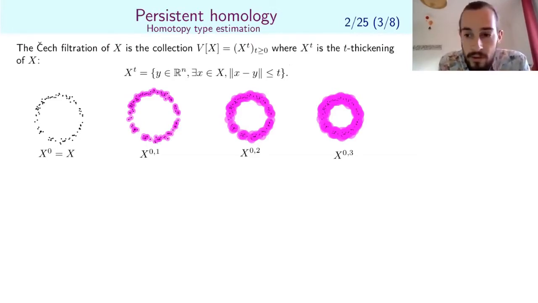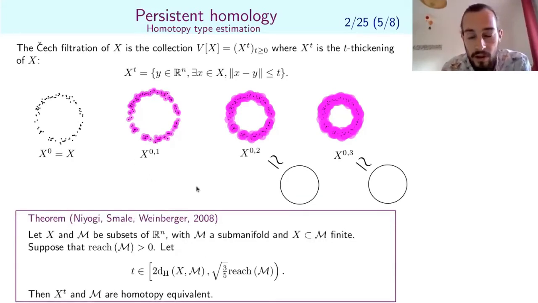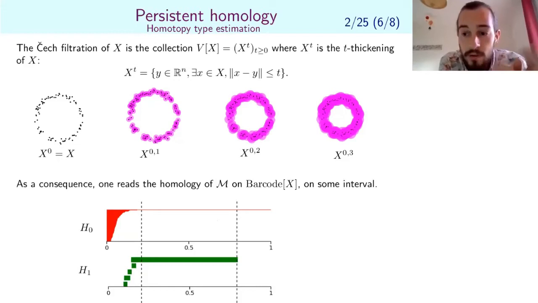In this talk, we'll only consider Čech filtrations, thickening filtrations. So the T thickening of X will be denoted X to the T. You can see four thickenings here, and two of them are circles, topologically. And we have theorems about that. For instance, this one. If the reach of M is positive, and if the Hausdorff distance between X and M is small enough, there exists a whole interval where we can select values of T, such that the T thickening of X and M share the same homotopy type. This is another version of this theorem. The consequence is that on your barcode, you have a whole window where you can read the homology of the circle, the underlying manifold.